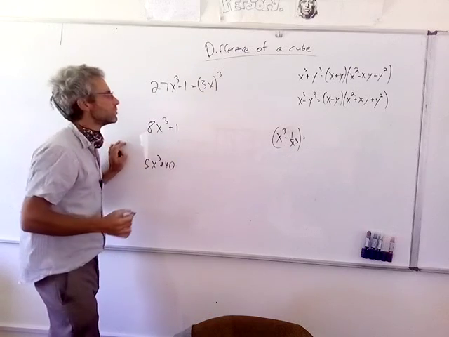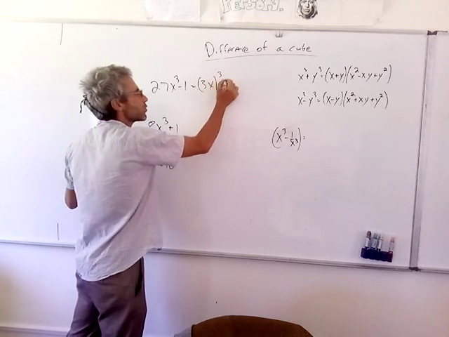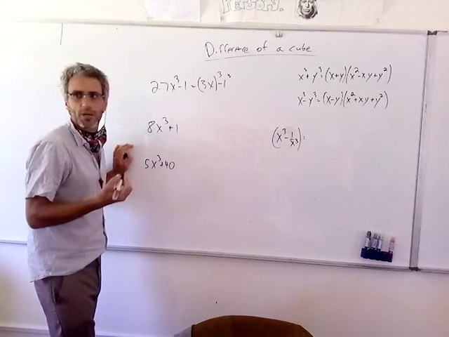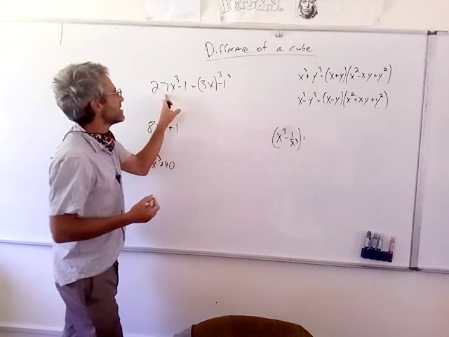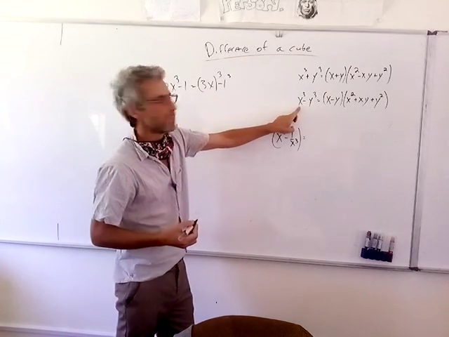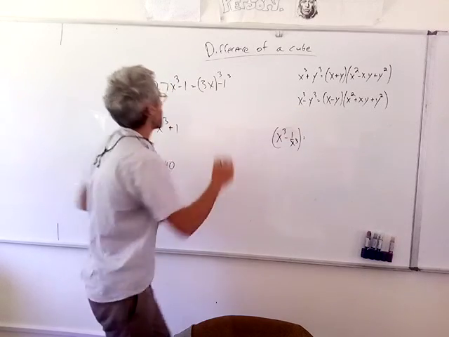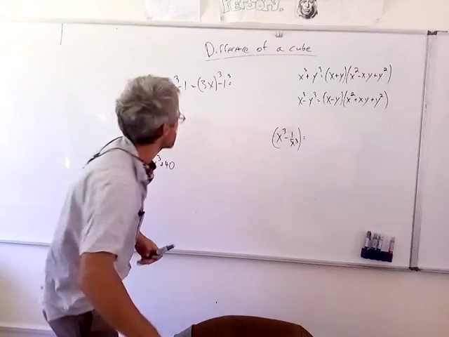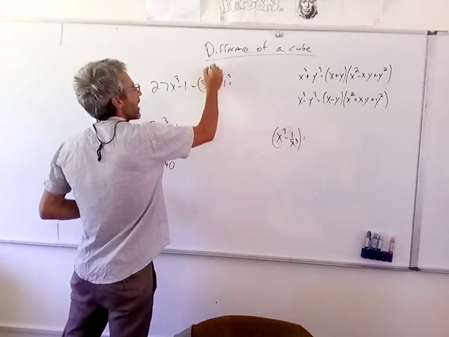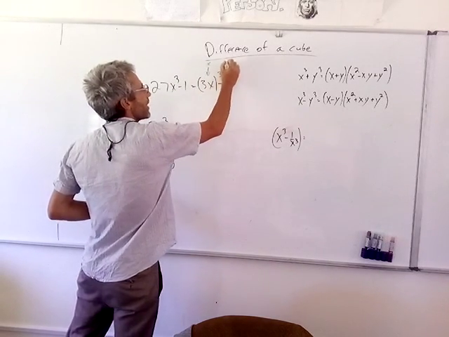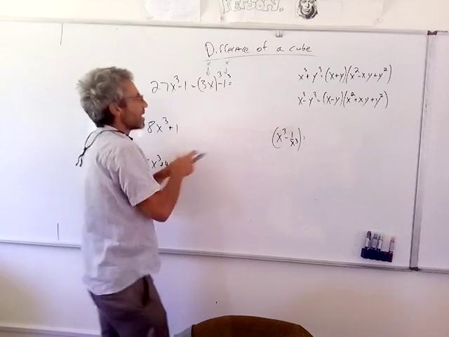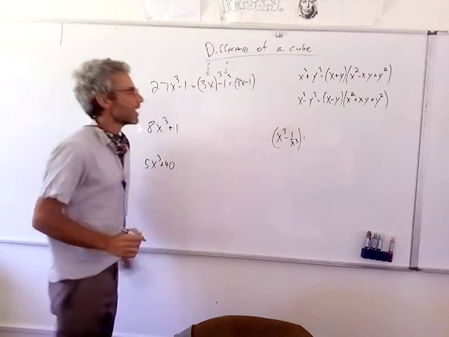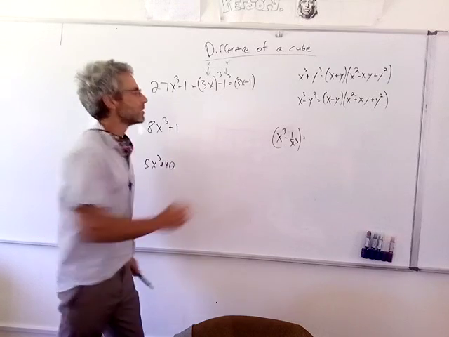X cubed is x cubed. Instead of 1, I can also write that as 1 cubed, because obviously 1 cubed is 1. Now we can see that this is actually similar to that, so I can factorize it. How can I factorize it? As x minus y. What is my x and what is my y? That is my x and that is my y. So x minus y, in this case, will be 3x minus 1, because that's the x and that's the y.